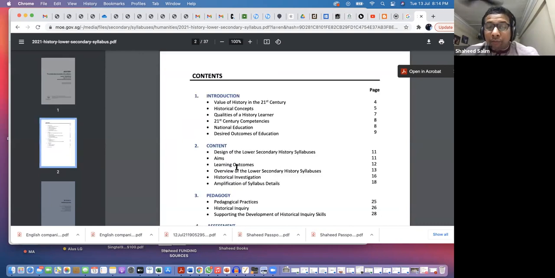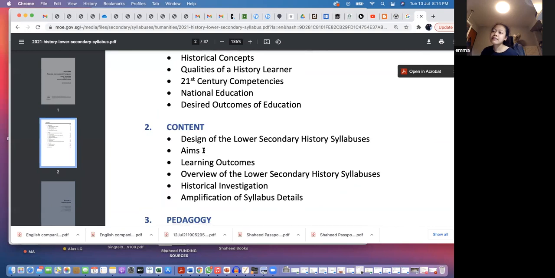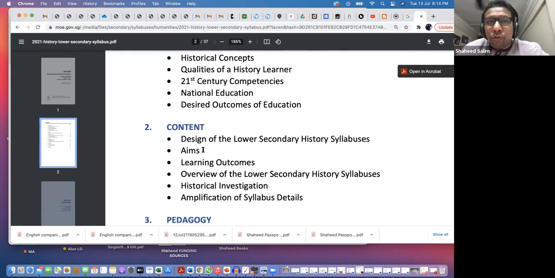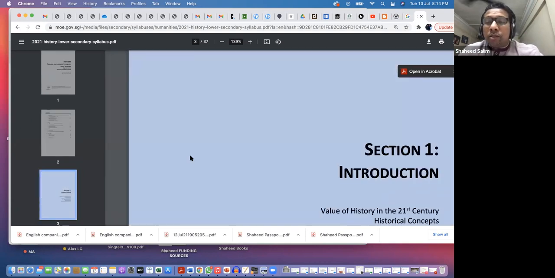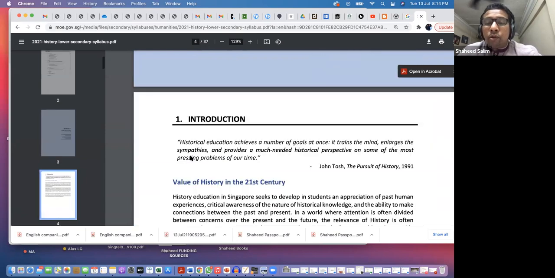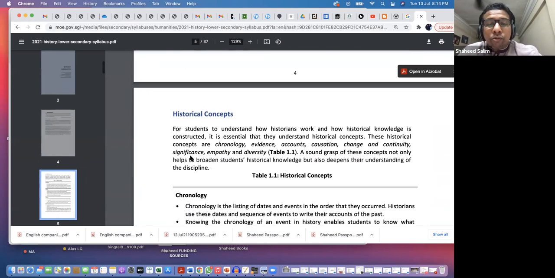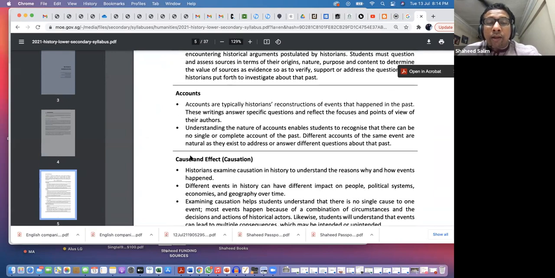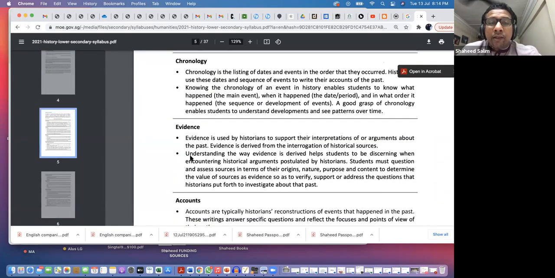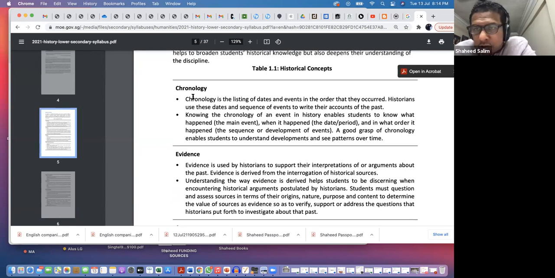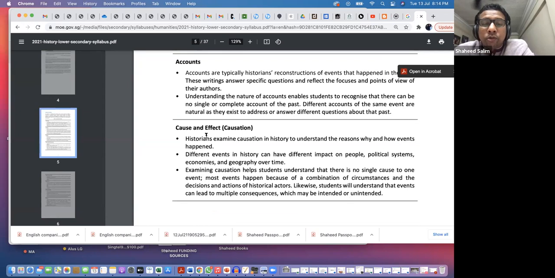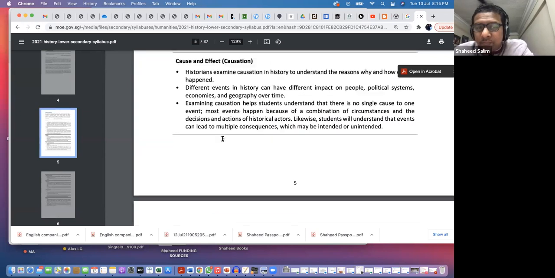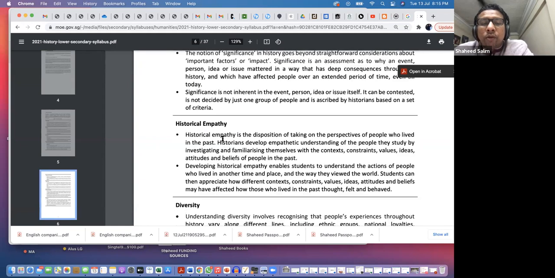Let me tell you, the content, the aims. If you read a little bit of the syllabus, you know what your teachers have to test you. Do you think they dare to test you on things that are not in the syllabus? No. They will surely test you on things in the syllabus. So if you read through, you can find out these are the themes they will test you. Chronology. You know what chronology is? What happened in the beginning, next, end. Evidence. Do you know how to provide evidence? Cause and effect. What caused certain things? Change and continuity, significance, and so on and so forth.